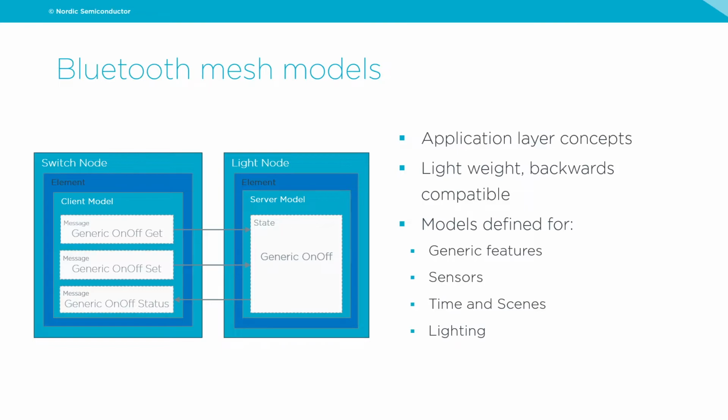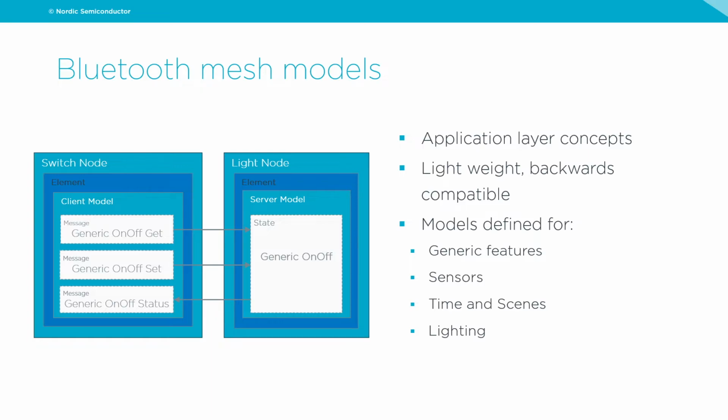So one more key concept to cover is the Bluetooth Mesh models. This is what introduces application layer concepts in the Bluetooth Mesh specification. The models are designed to be lightweight, backwards compatible, and they're also designed around a distributed topology. On the illustration on the left, you'll see a light node and a switch node.